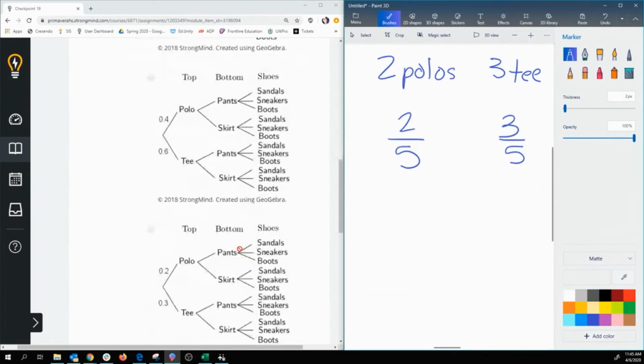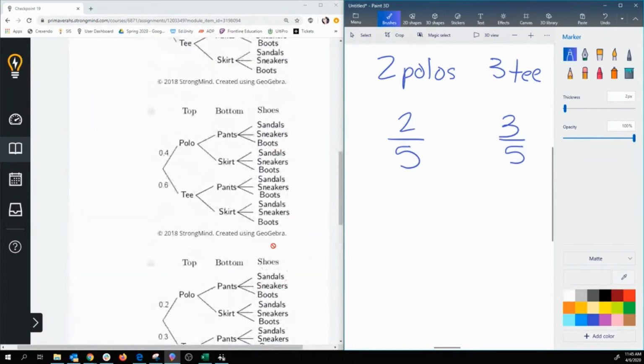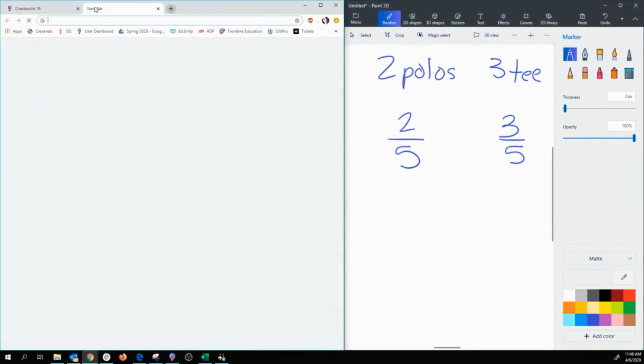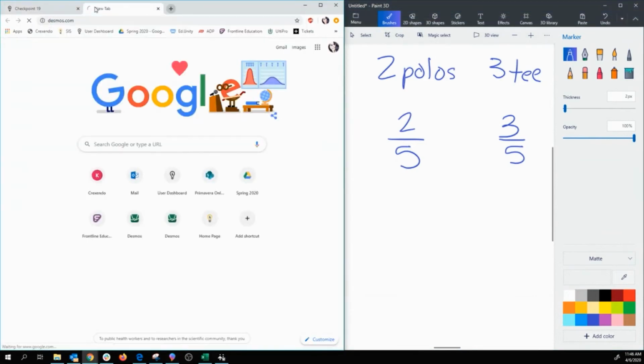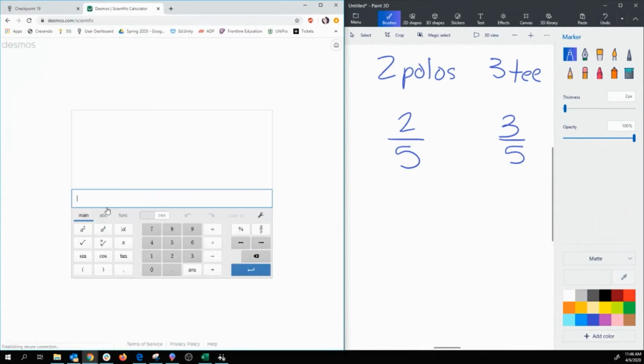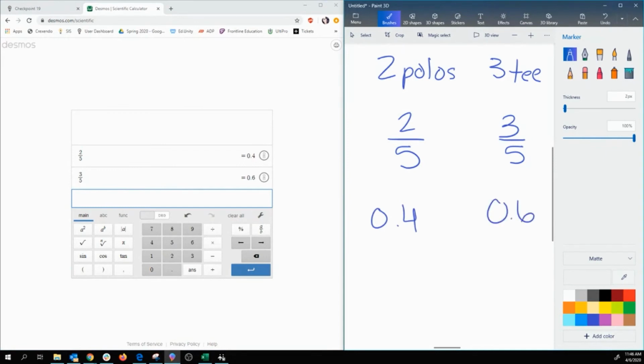Now, if I look through these 3 options it gives me, I have decimals, right? So not fractions, but decimals. So what I would do here, if you're not 100% positive what 2 over 5 is as a fraction converted to a decimal, I would type it into a calculator just to double check, right? So 2 over 5 is 0.4 and 3 over 5 is 0.6.